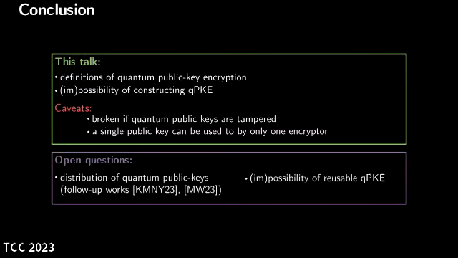So there are two open questions. The first one is how we can distribute quantum public keys to achieve negligible soundness, for example. This has been partially shown in follow-up works. And I think the more interesting question is to study the possibility or impossibility of reusable QPKE, where one public key can be used by many encryptors, just like in classical public key encryption. And with that, I conclude my talk, and thanks for your attention.